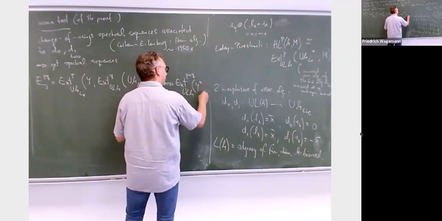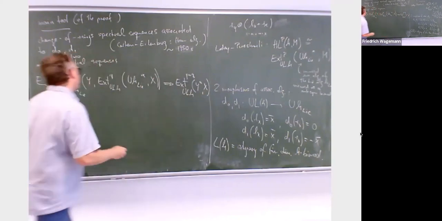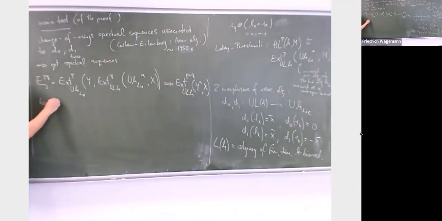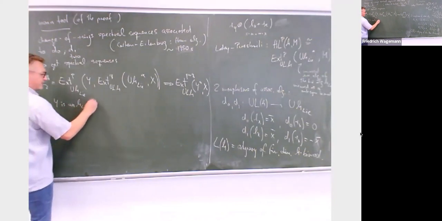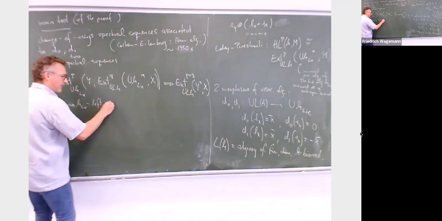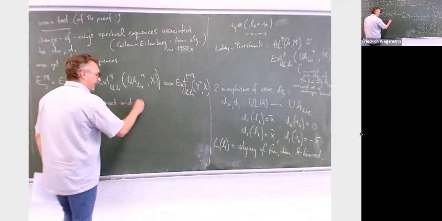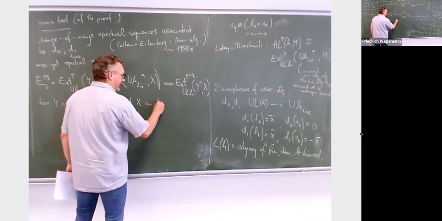Y, A, X, yeah, and here Y is an H Lie left module, and X an H bimodule.